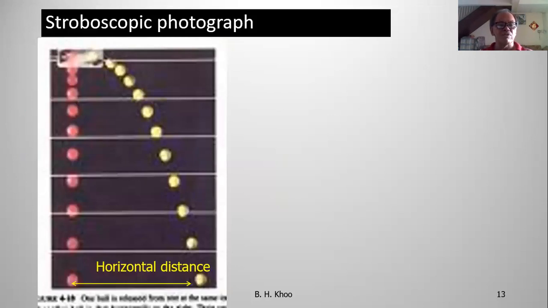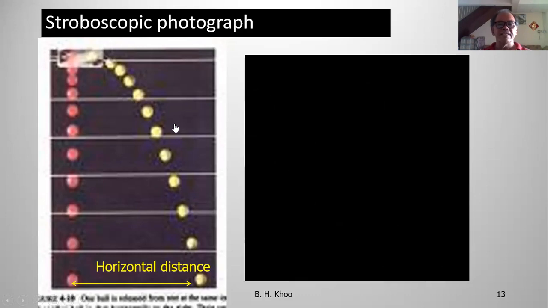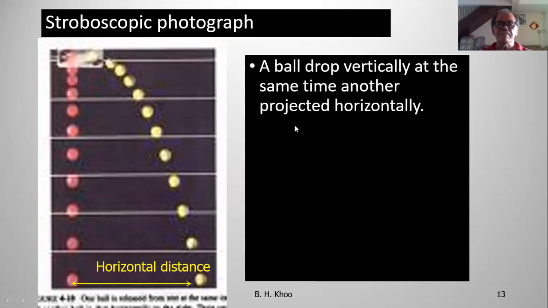Okay, this is a stroboscopic photograph. You want to show that without air resistance at low speed, this one is moving horizontally. This is dropped vertically at the same time, same height, same time. It means the vertical motion is the same, except that it's displaced because it has horizontal velocity. This is done in a dark room.